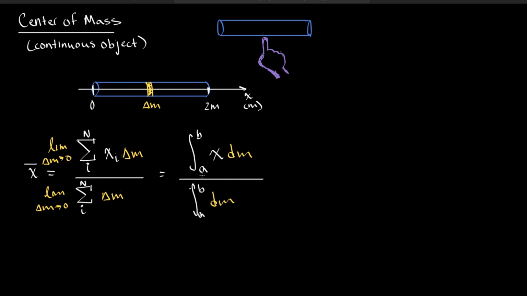But now we can work with the center of mass with continuous objects, which is wonderful. And really, the last little ingredient that we need now is, okay, what is dm? What is dm? That's what we need to find.